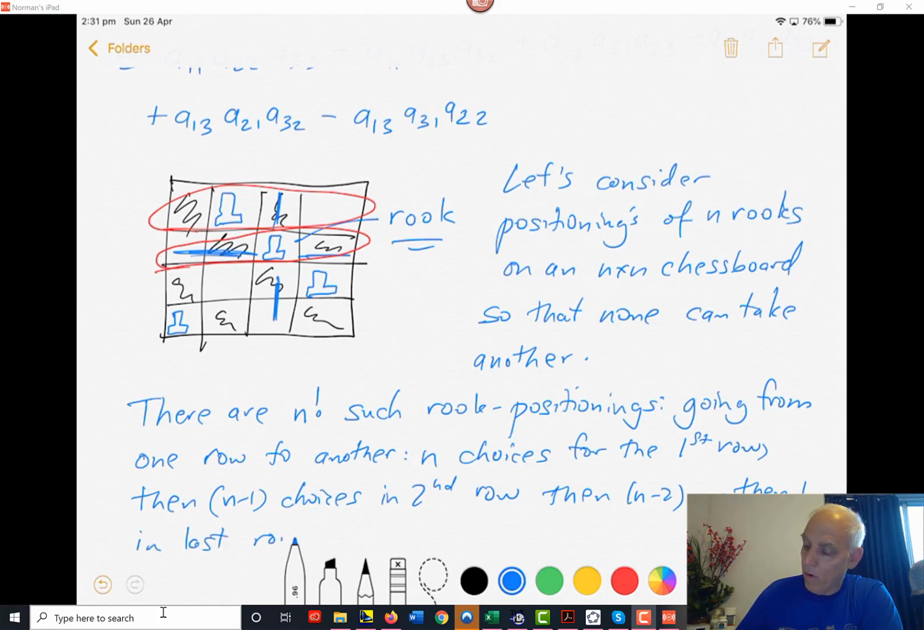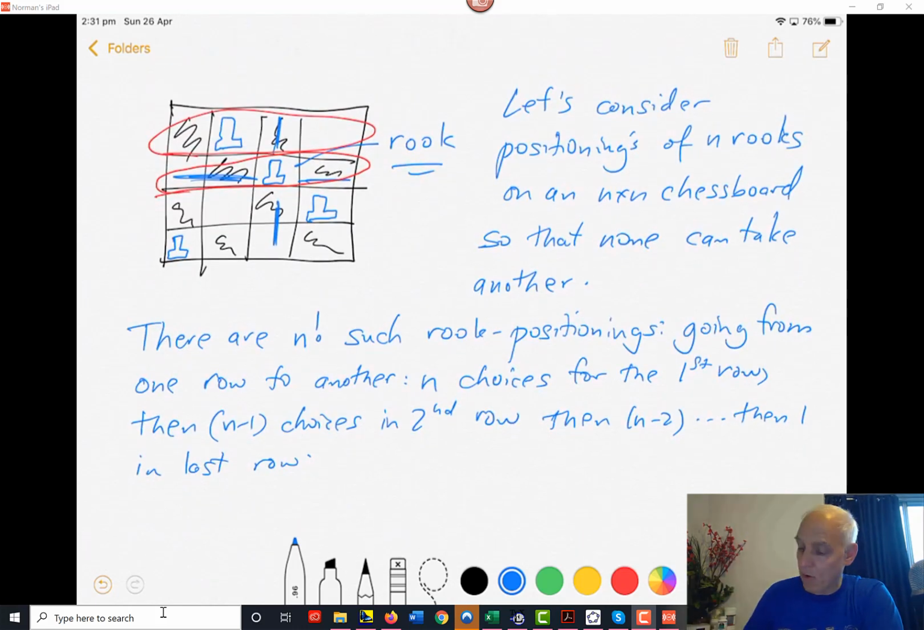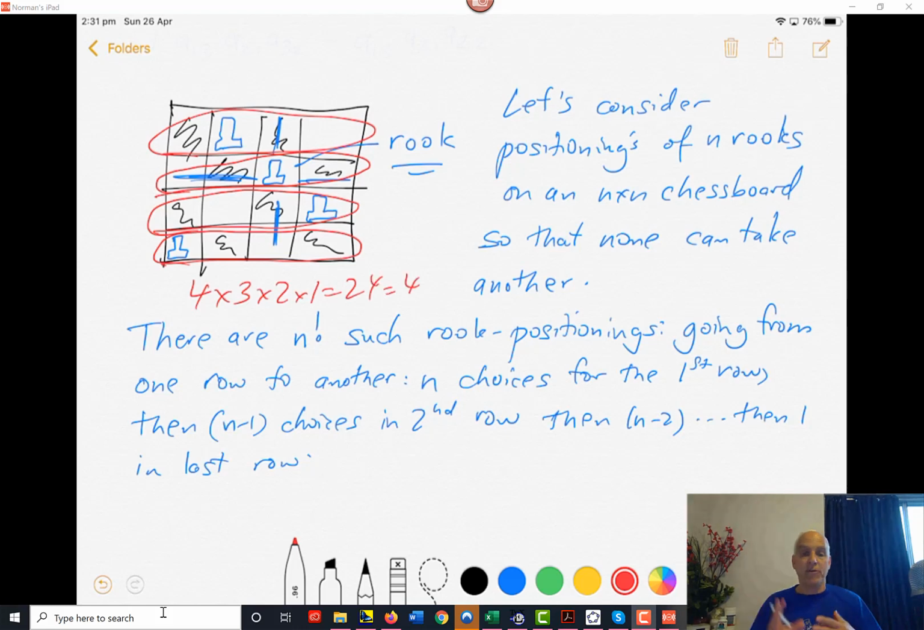Right. So in the 4x4, you have 4 choices in the first row, 3 choices in the second row, then only 2 choices in the third row, and finally in the fourth row, only 1 choice. So there'll be altogether 4 times 3 times 2 times 1, that's 24, or 4 factorial different ways of positioning the rooks. Now, these 24, or in general, n factorial rook positions are intimately connected with determinants.